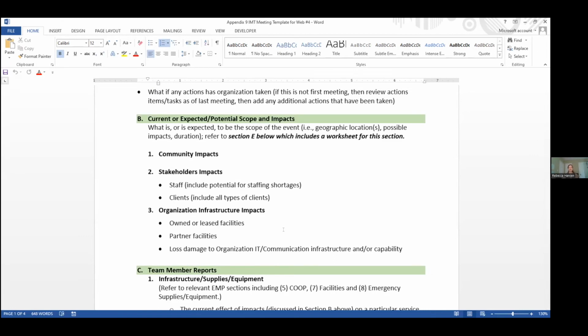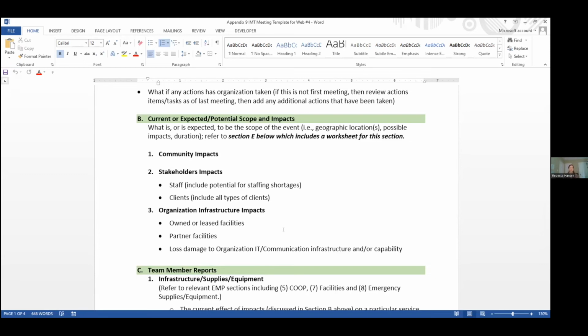But the important thing here is to be thinking about not just what is the impact to the staff or what is the impact to the clients, but really getting this bigger picture. What is the impact overall? Because what is happening in the community is going to impact what's happening to your stakeholders. What's happening to your stakeholders is going to impact how you're using your facilities and how the loss of communications and things like that might impact your stakeholders. So it's all connected. So it's good to think in these broad terms.